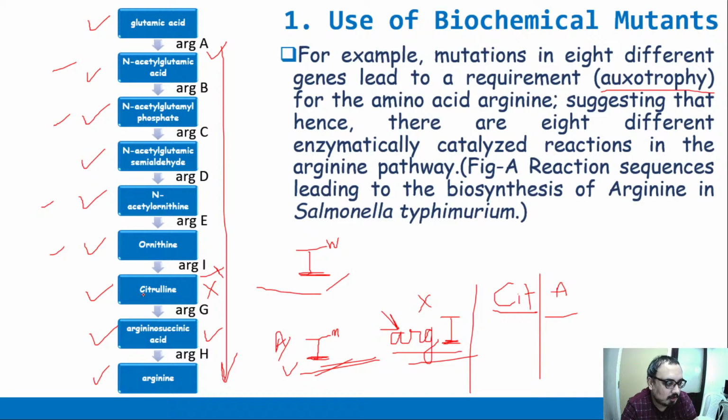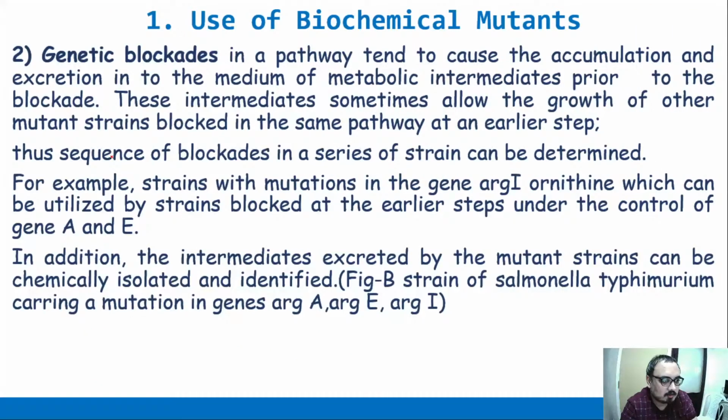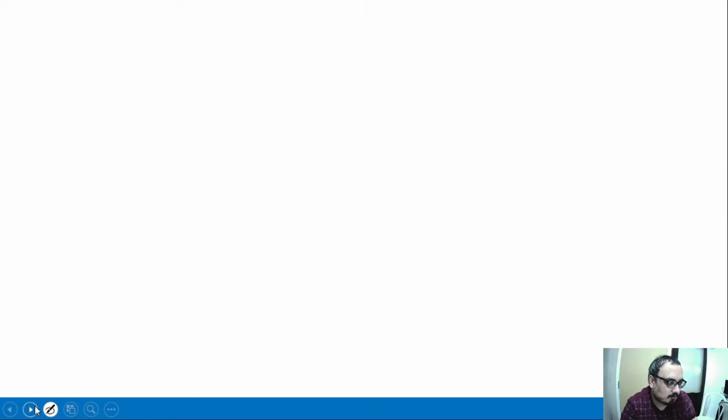So I have a theory that between the ornithine, the strains with mutation in the gene arginine I, ornithine can be utilized by strains blocked in the earlier steps, under the control of genes A and E. In addition, intermediates excreted by the mutant strains can be chemically isolated and identified. As I told you, each and every compound needs to be identified and chemically isolated also, so it's a very lengthy process.